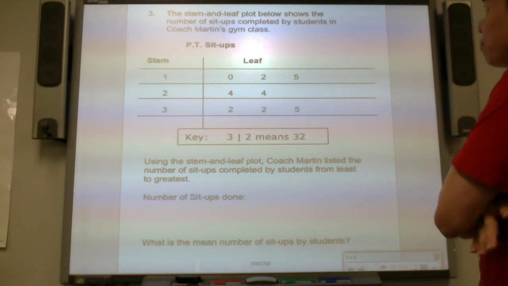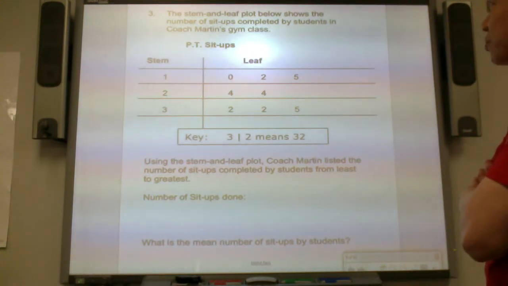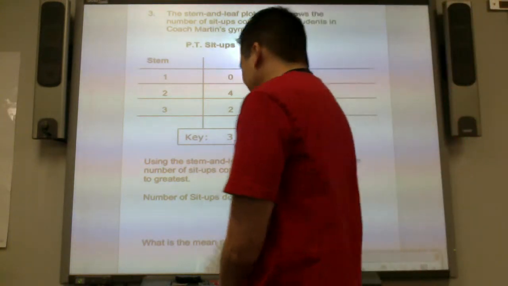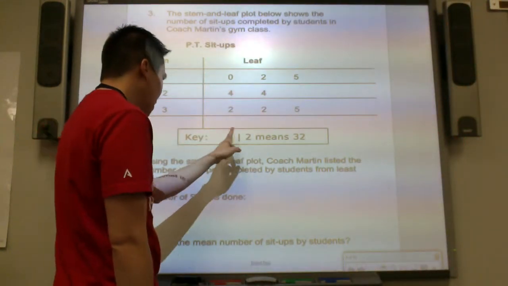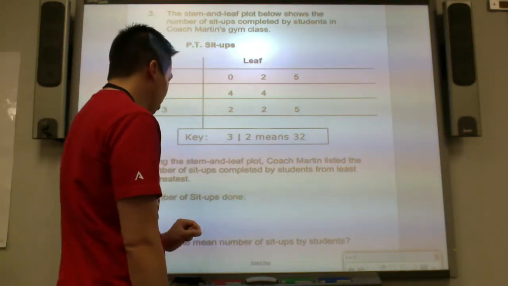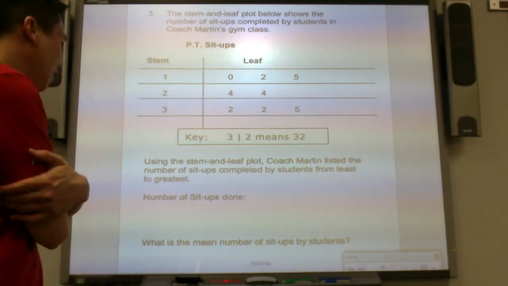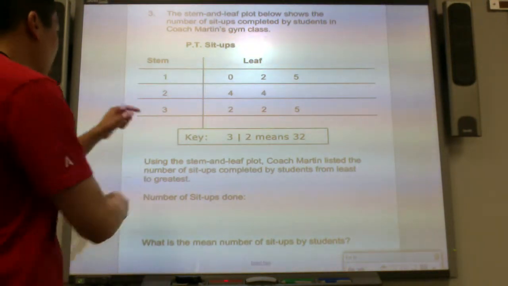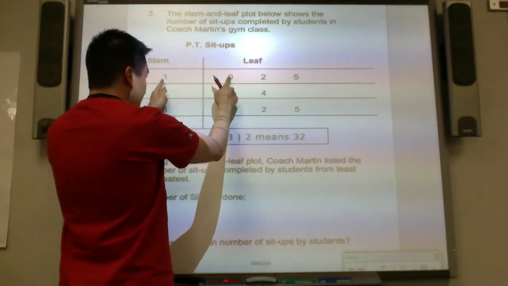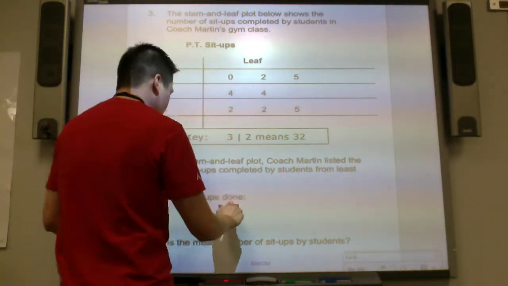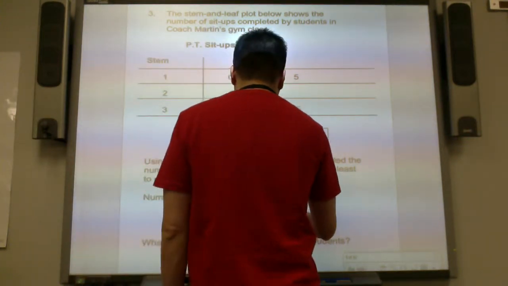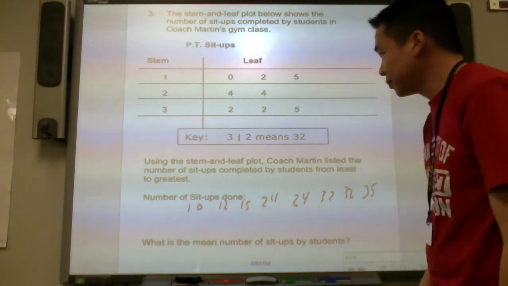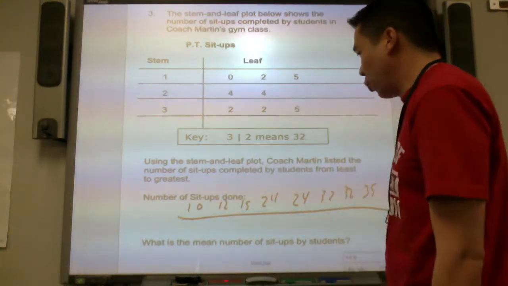Next one, the stem and leaf plot below shows the number of sit-ups completed by students in Coach Martin's gym class. Let's look at this key. You take a number from the left, you take a number from the right, and you put them together, it means 32. Okay, so using the stem and leaf plot, Coach Martin listed the number of sit-ups completed by students from least to greatest. Number 6. So take a number from the left, take a number from the right, put them together. That's 10, 12, 15, 24, 24, 32, 32, 35.